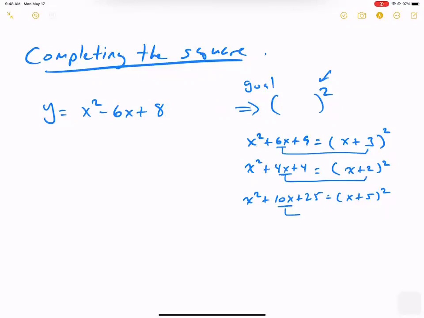What do you notice about this middle term and me writing it as a perfect square? How do I get from 6 to 3, 4 to 2, 10 to 5? x squared plus 8x plus 16 is equal to x plus, what do you think? 4 times 4 is 16, but also what's half of 8? 4, right? So that's actually our first goal. This pattern here is not new, but is a pattern that we can cheat with.